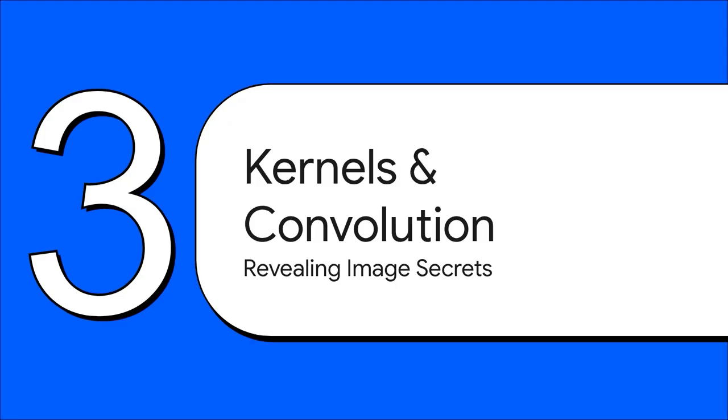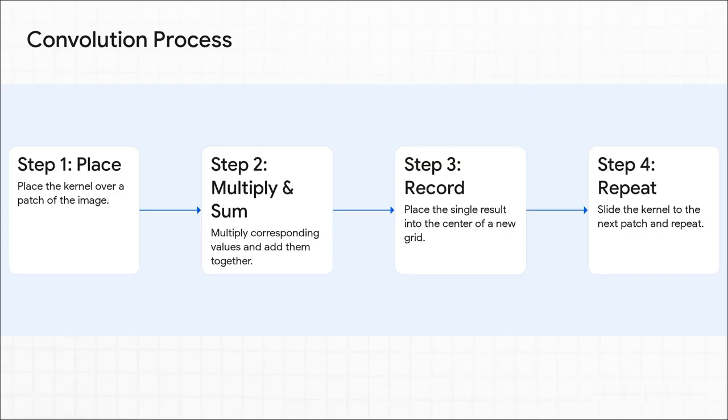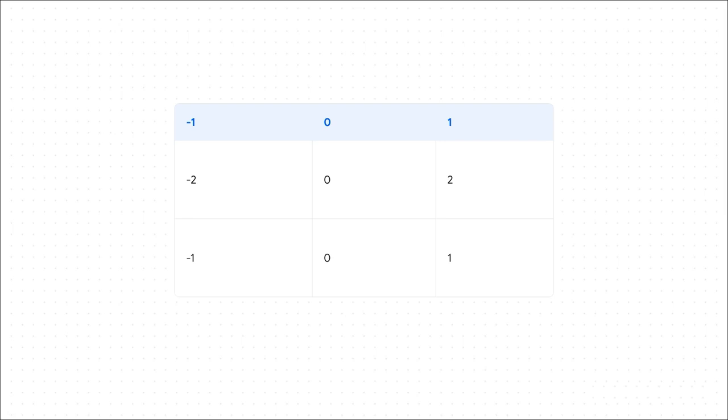So we have this little pattern-hunting magnifying glass. How does it actually work? Well, it uses a process with a fancy name, convolution. I know, it sounds complicated, but I promise you the idea behind it is actually super straightforward. It's really just a simple repeating dance. You place the kernel on a patch of the image, then you multiply the numbers that line up and add them all together to get one new number. You write that number down, then you just slide the kernel over one spot and do it all over again across the entire image.